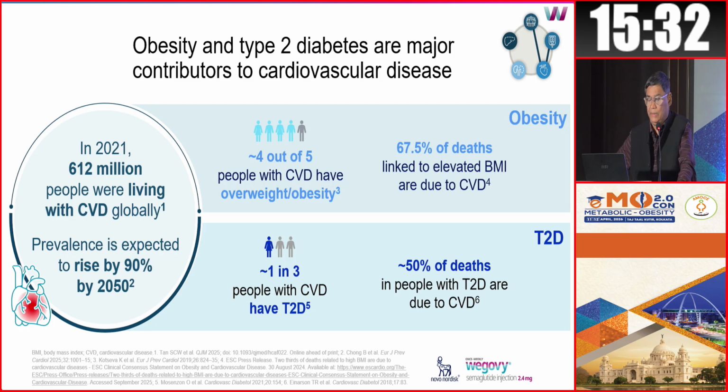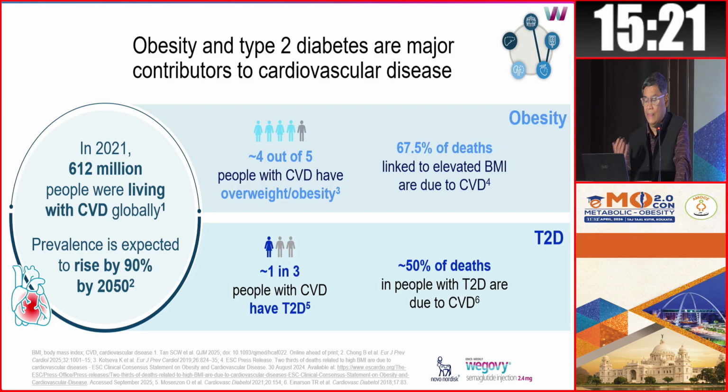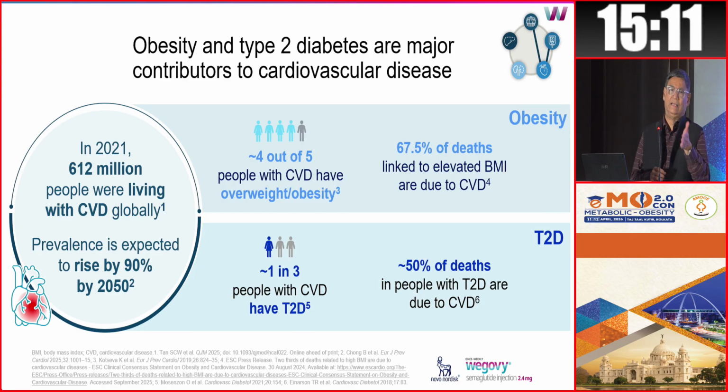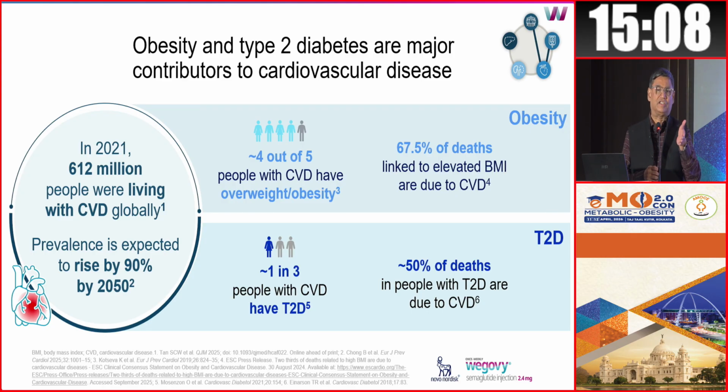So 612 million people are living with CVD globally. Prevalence is expected to rise by 90% in 2050. Now, 4 out of 5 people with CVD had overweight or obesity, and almost 68% linked to elevated BMI. 1 in 3 people had CVD, 50% death. In fact, if you look at the data for cardiovascular intervention, 70% of people with a CABG, PTCA, etc., have diabetes in the background.